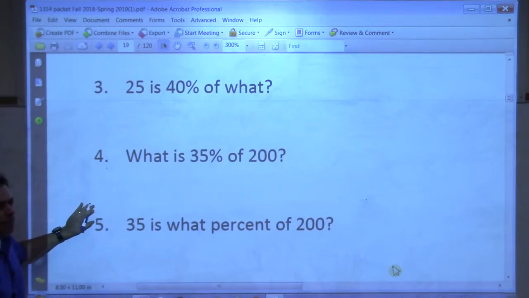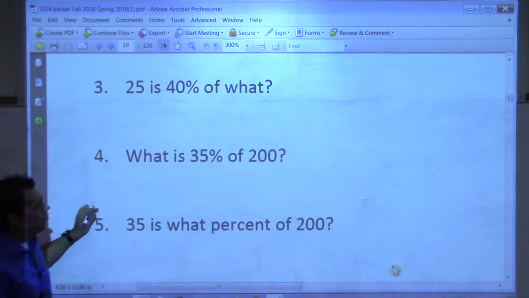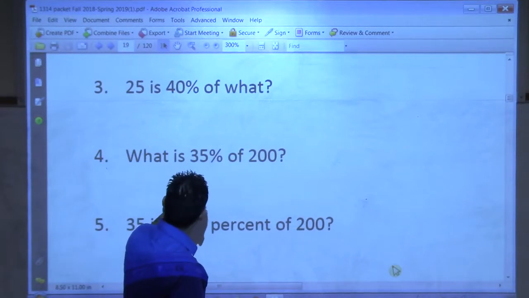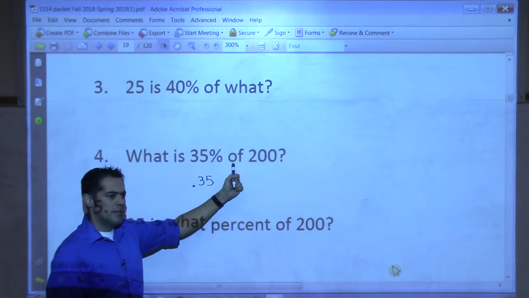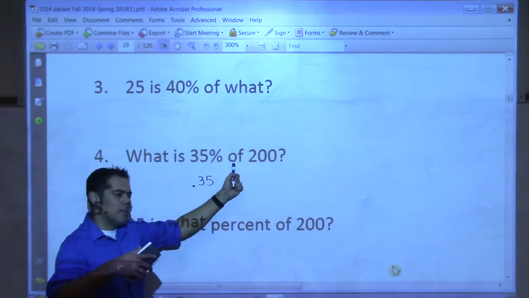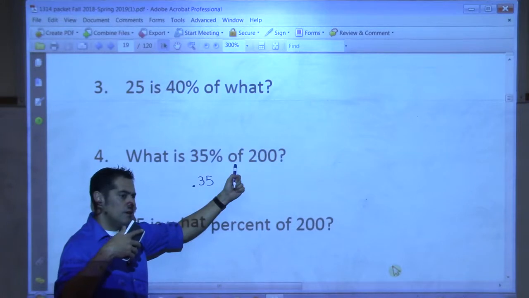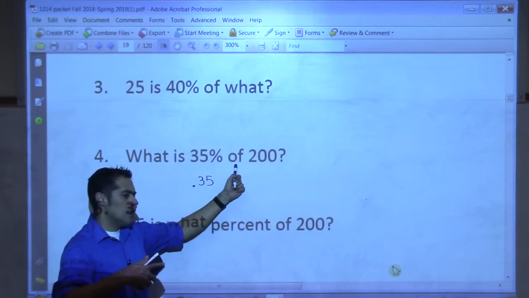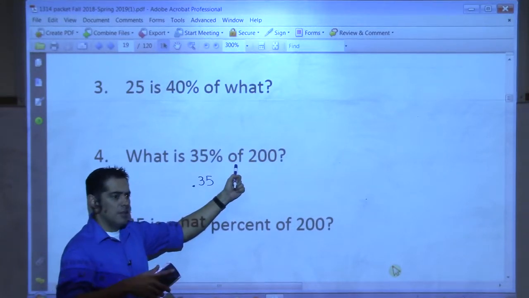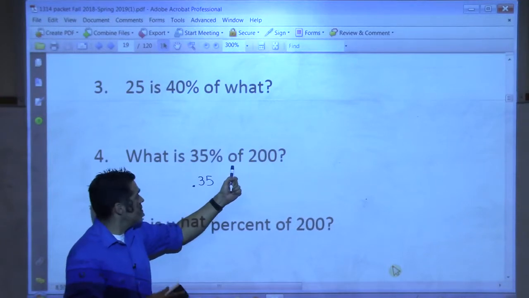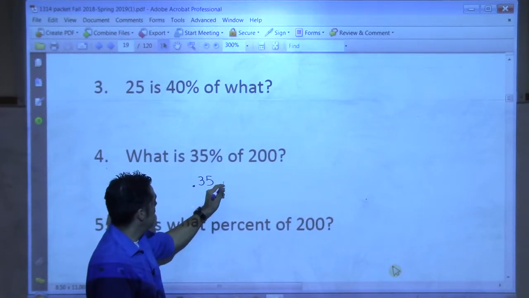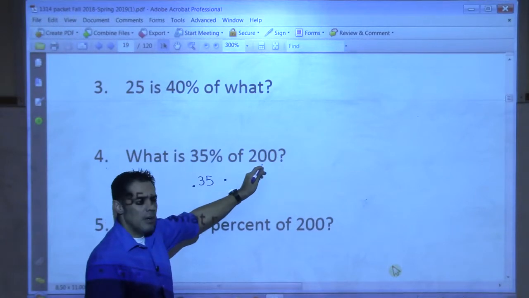I'd say 35% is 0.35. Okay, so you want to turn that to 0.35. That's fine. What does "of" mean to us? Of 200 means you have to find the whole of 200. But in terms of mathematical operations, when we see "of," we need to be thinking what? Division? Nope. Multiplication? Multiplication. Okay, so "of" will always be multiplication. So this is going to be 0.35 times 200.